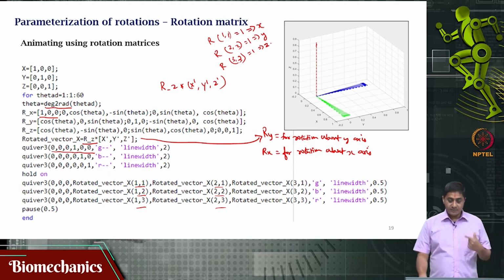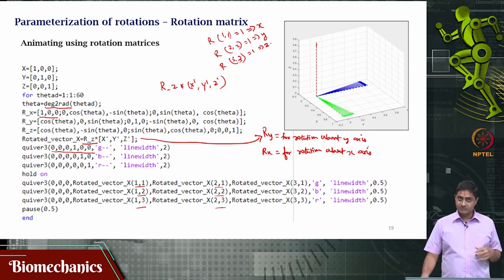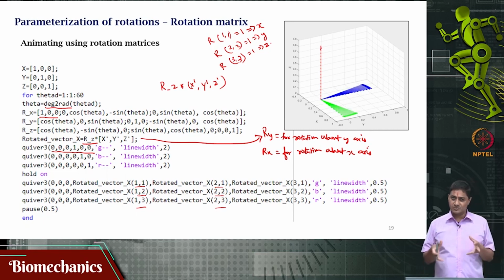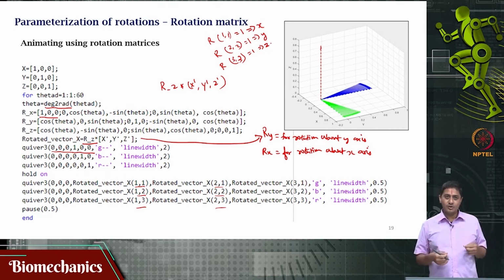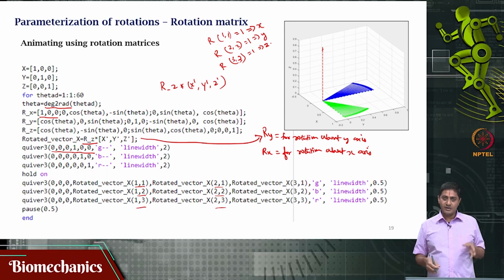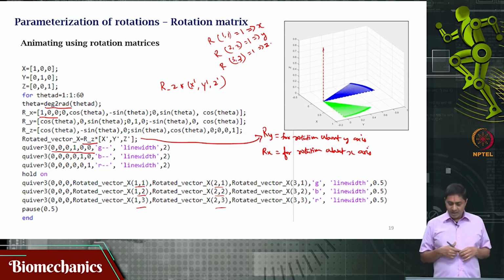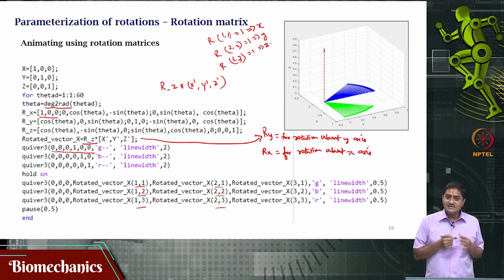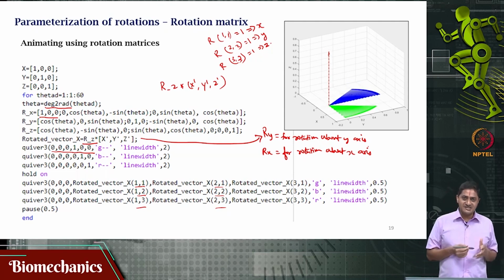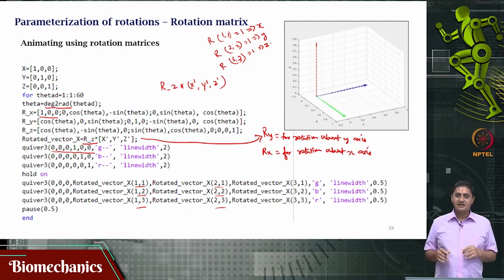Then I go to the next value of theta, because this is a for loop that I am running. Remember, this is a simulation. I am running this for loop with theta jumping at the rate of 1 degree, from 1 degree to 60 degrees. I can take this data from a measurement system, input it, and perform the same analysis. This code will then plot whatever rotation is happening as measured by the system.